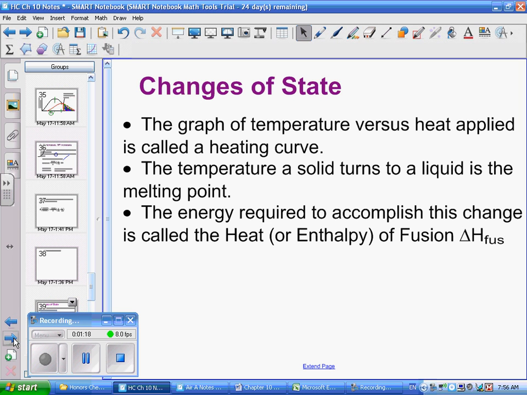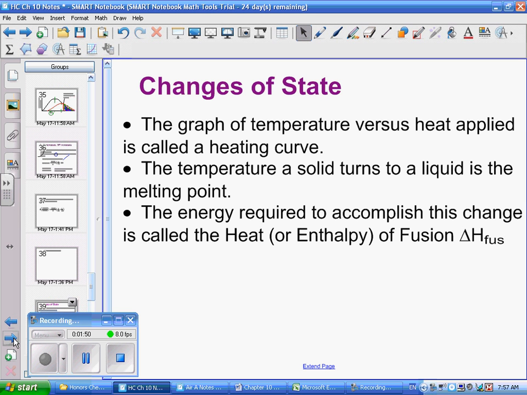The last thing we're going to look at is changes of state. And we see that the graph, again, of temperature versus heat applied is called the heating curve. All right, I'm going to show you some of these things. The temperature at which a solid turns to a liquid is the melting point, which seems to be obvious. Now, what seems to be also obvious, which eludes most people, is that the temperature at which the solid turns to a liquid is also the freezing point. So don't forget, the freezing point of water is 0 degrees Celsius, but that's also its melting point.